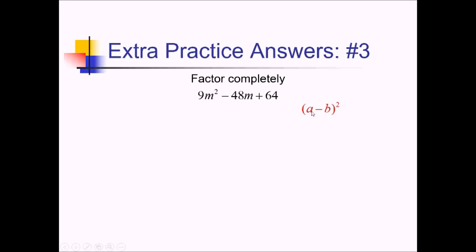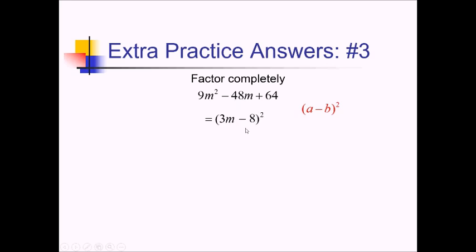So for a, I need the square root of 9m squared. That's going to be 3m. And for b, I need the square root of 64, which is 8. And I'm going to be subtracting 8 because my middle term here is negative. So this is 3m minus 8 quantity squared.